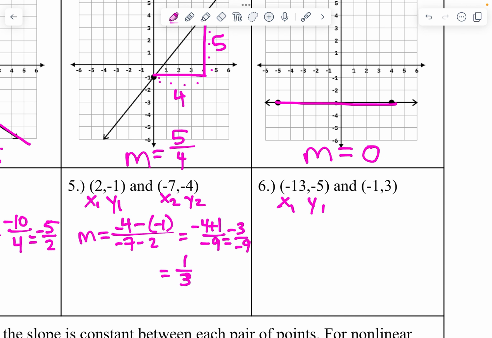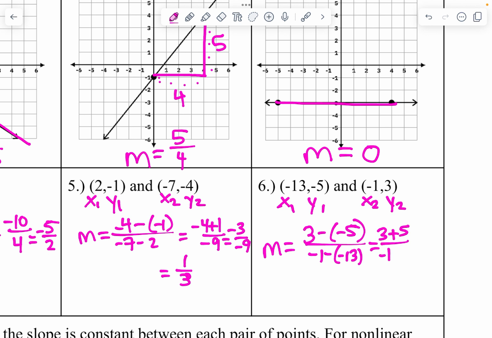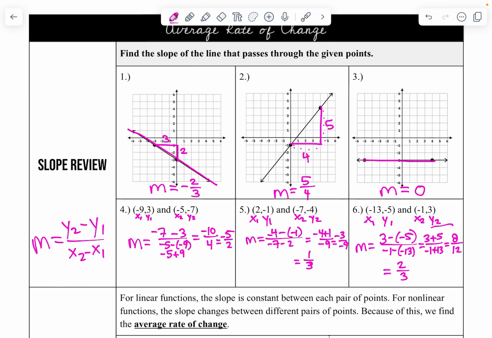One more. So again, subtract the y values. 3 minus negative 5 will become 3 plus 5. Negative 1 minus the negative 13. So again, minus and minus goes to plus. So it's really 3 plus 5 and negative 1 plus 13. So we get 8 over 12, both divisible by 4. So if I divide by 4, it brings my slope down to positive 2/3.